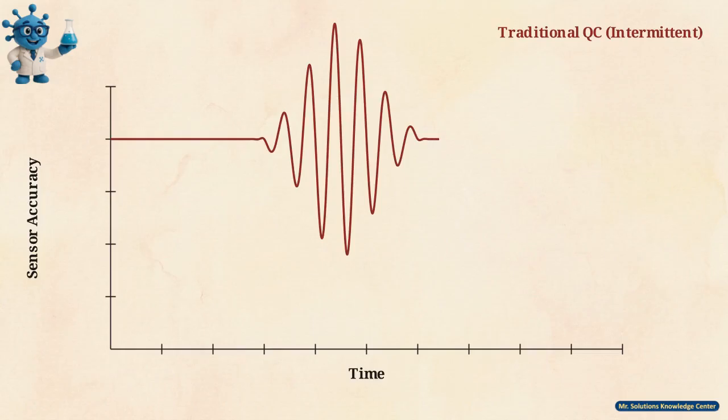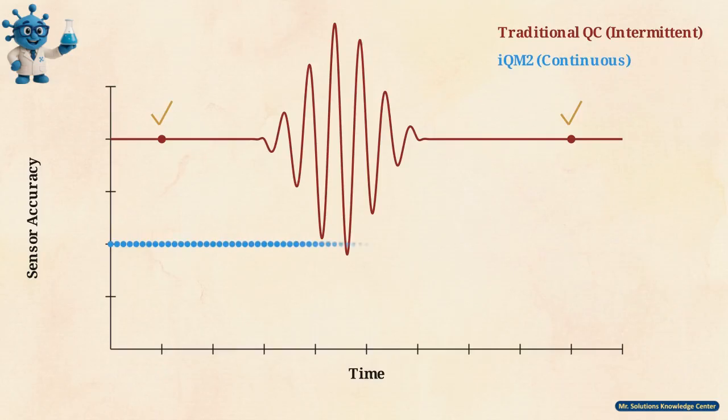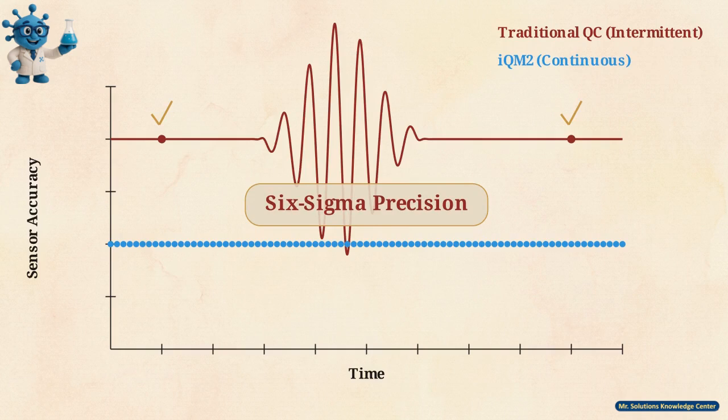Unlike the massive time gaps in traditional testing, next-generation intelligent quality management, or IQM2, executes continuous checks every 2 minutes, providing automated pattern recognition directly at the electrode level. By rapidly detecting these physical interferences, the system instantly corrects errors before they propagate, maintaining 6 sigma precision and preventing the reporting of erroneous life and death data.